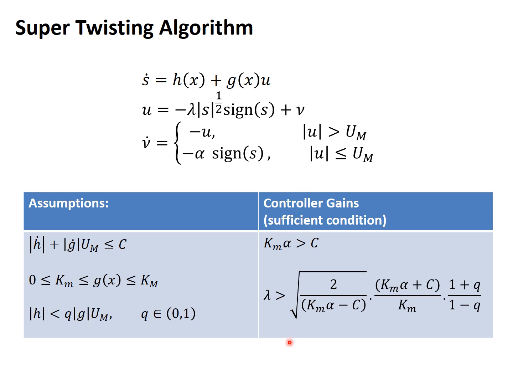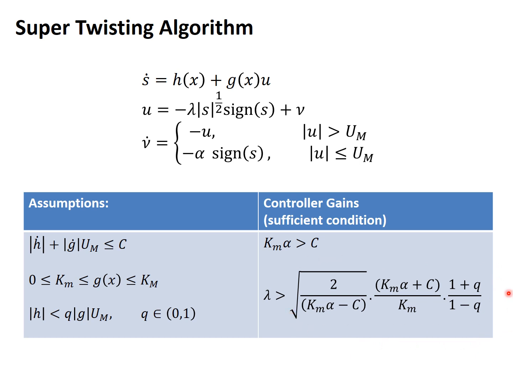Next are the controller gains. Once this C, K small m and the Q are decided by these assumptions, the controller gains are like this: K small m alpha must be greater than C. So, this is putting a condition on alpha basically. Alpha must be greater than C by Km. Another parameter is lambda, and lambda must be greater than this complex right hand side.